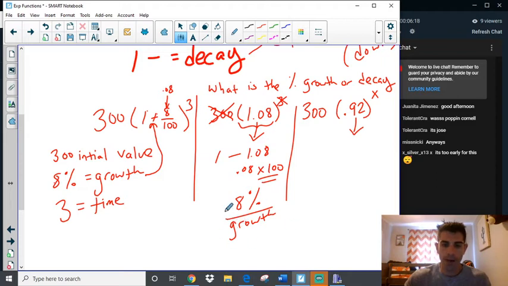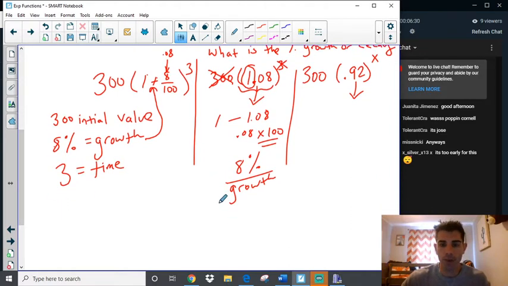So how did I know it's a growth? By this right here. If it's a number greater than 1, always a growth. If it's a number inside the parentheses greater than 1, you're a growth. Number greater than 1 is a growth.